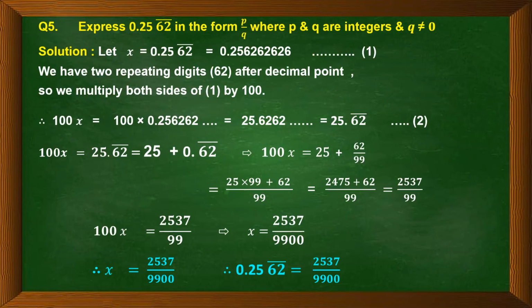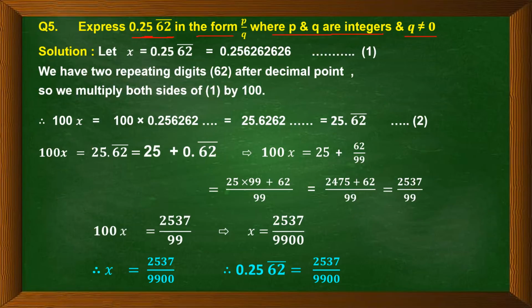Now let us take a fifth question. Express 0.2562 bar in the form of p by q, where p and q are integers and q is not equal to 0. Now if you see this decimal number, it's a mixed recurring decimal number where 25 after the decimal point is not being repeated. So such decimal numbers are known as mixed recurring decimal numbers.